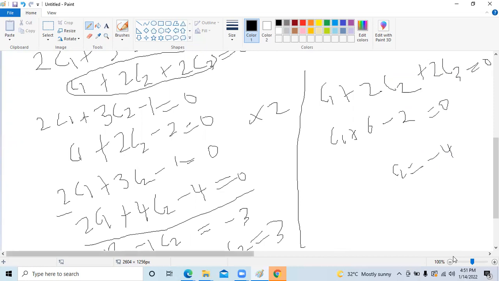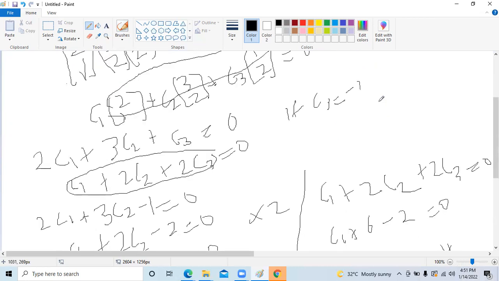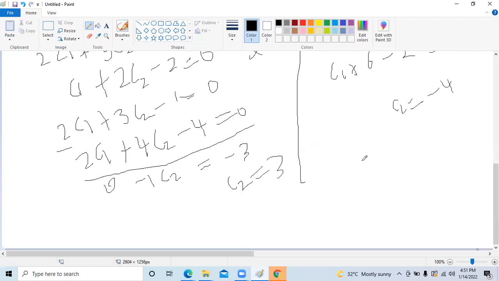Right? So we have our condition that says if one of the constants is non-zero, then we have linear dependence. But if all of them are 0, we have linear independence. So basically, this one shows what? Linear dependence, right? So let's go and do a substitution.